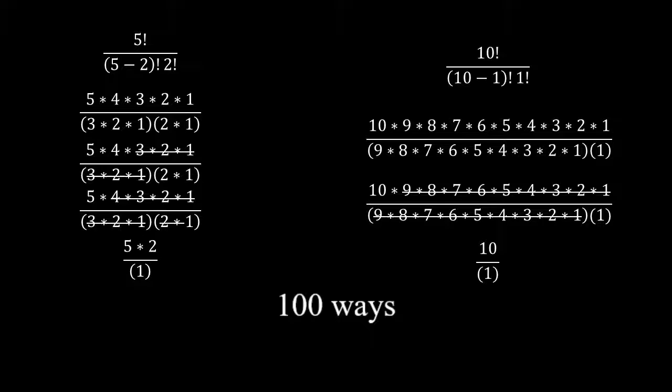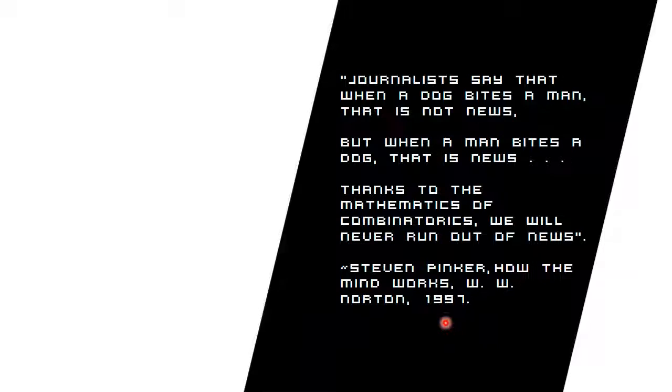But before I leave, we will be left with a quotation. Words of wisdom come from W. W. Norton, 1997, in Steven Pinker's How the Mind Works. Journalists say that when a dog bites a man, that is not news. But when a man bites a dog, that is news. Thanks to the mathematics of combinatorics, we will never run out of them. Here we see the beauty of combinatorics, specifically permutation, as displayed by the importance of the arrangements of whether the dog would come first or the man would.